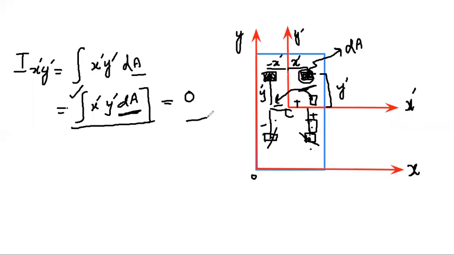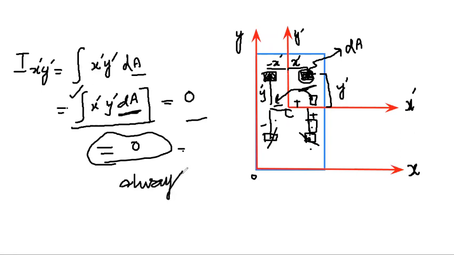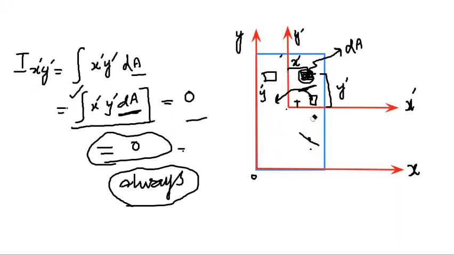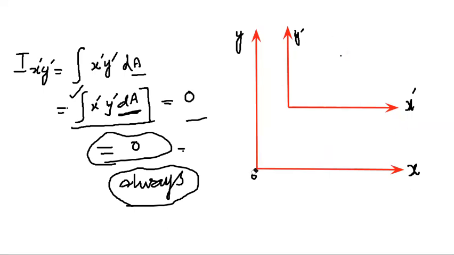Therefore we say this is a general theorem: the product of inertia about the centroidal axis is always equal to 0. You should always remember this. The product of inertia of an area about the centroidal axis is always and always equal to 0. So this was our centroidal x-axis, and we were trying to calculate the moment of inertia about the centroidal x-axis. Sorry, the product of inertia we were trying to calculate about the centroidal x-axis and centroidal y-axis. In the centroidal xy system, the product of inertia is 0.